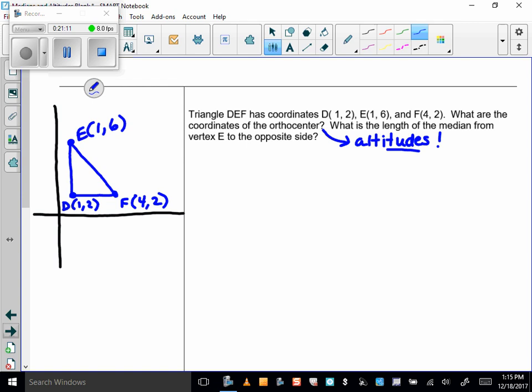And then it says, what is the length of the median from vertex E to the opposite side? Okay, so you remember the median has to go from E to the midpoint of the other side. So I'll mark those two so you'll know that's the midpoint. So there's the median from E to the opposite side. And I'll go ahead and tell you what the answers are. The orthocenter is at 1, 2.